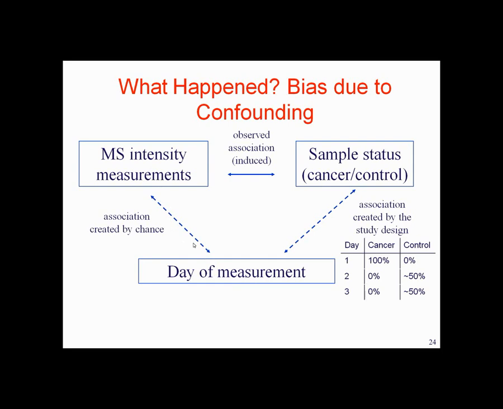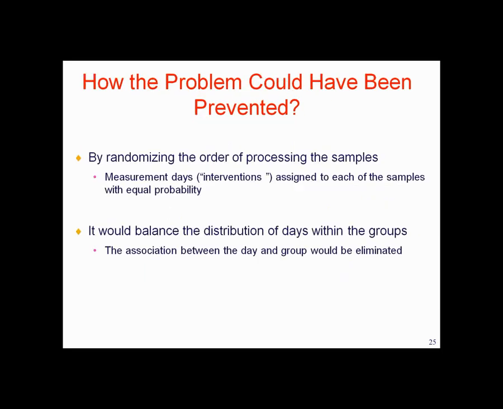And one could ask, hey, how could you prevent that? Well, very simply. You could prevent it by randomizing the order of processing the samples. In other words, you could assign the measurement days, which would be sort of like your intervention, randomly to each of the samples. So you could, with equal probability, for each sample, decide, okay, I will analyze this sample on day 1, 2, or 3, right? And the probability of each is 1/3.